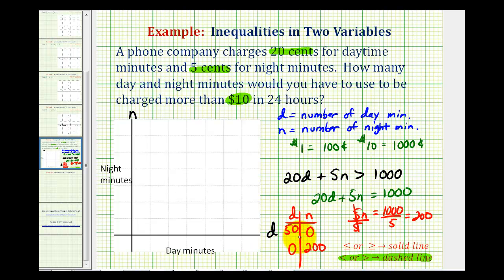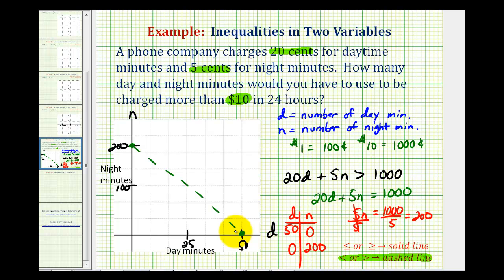But before we do this, let's go ahead and scale our axes. If we call this 200, then this would be 100. If we let this equal 50, then this would be 25. So now we'll plot the point 50, 0, which is the D intercept, this point here. And then we'll plot the point 0, 200, which is the N intercept, which is this point here. And now we'll sketch a line through those 2 points. And again, we said it was going to be dashed because of the original inequality symbol. So it's going to look something like this.